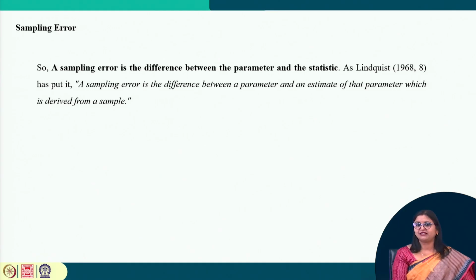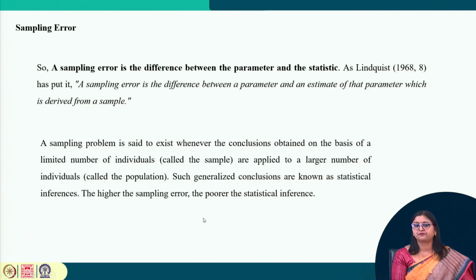So, a sampling error is the difference between the parameter and the statistic. As Lindquist in 1968 has put it, a sampling error is the difference between the parameter and an estimate of that parameter which is derived from a sample.